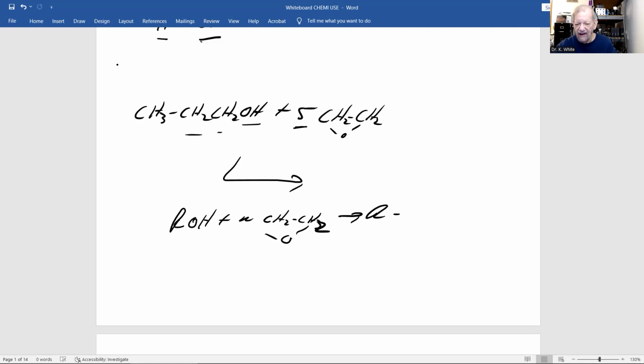And what you get is this polyether alcohol, where n here comes from the coefficient n there. Remember, the hydroxyl group is outside the bracket. What's our R group?